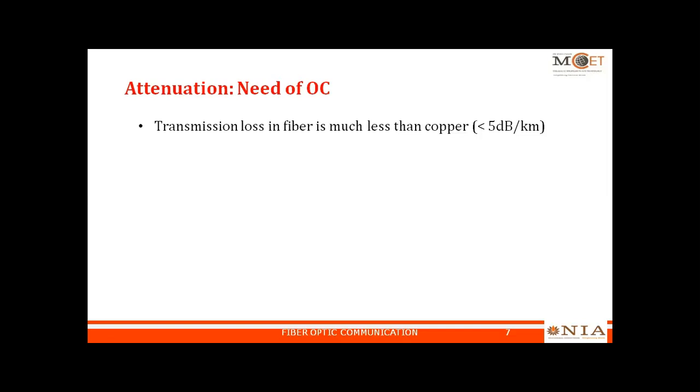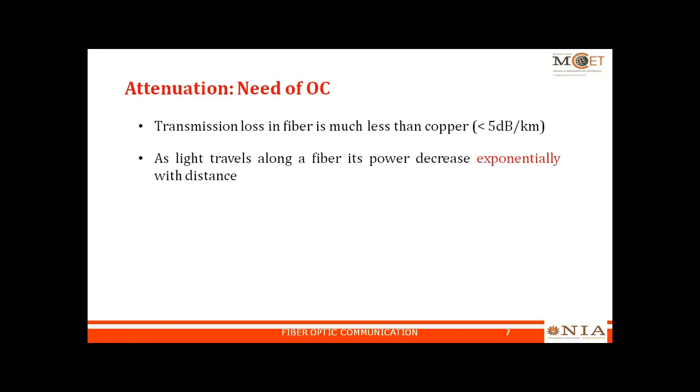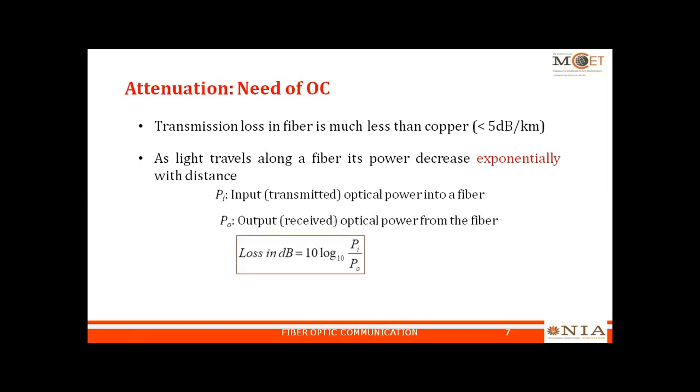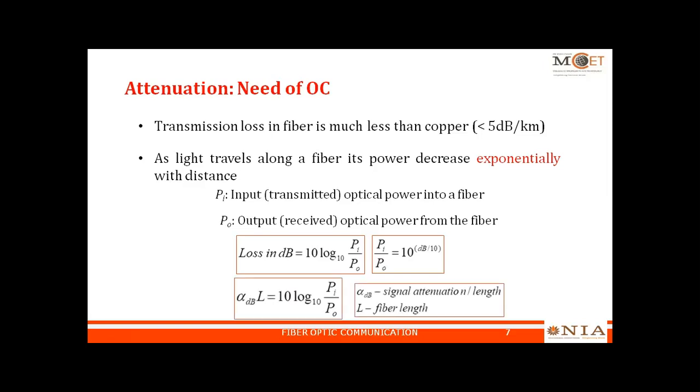For example, how can we calculate it? We take Pi as the input power and Po as the output power. So the loss is 10 times the logarithm of Pi by Po. This is the formula for determining the attenuation: alpha dB times L is equal to 10 log Pi by Po. Alpha dB means signal attenuation per length, and L means fiber length.